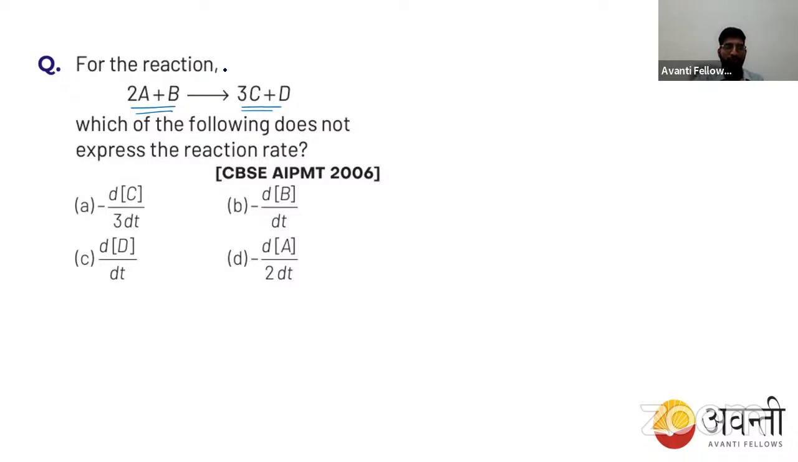Option A: minus dC upon 3 dt. Option B: minus dB upon dt. Option C: dC upon dt. And option D: minus dA upon 2 dt. So these are the options in front of you. Think about the question. Very simple question. You can tell me the answer within a fraction of a second. Very good, my guys. So that is the correct answer.